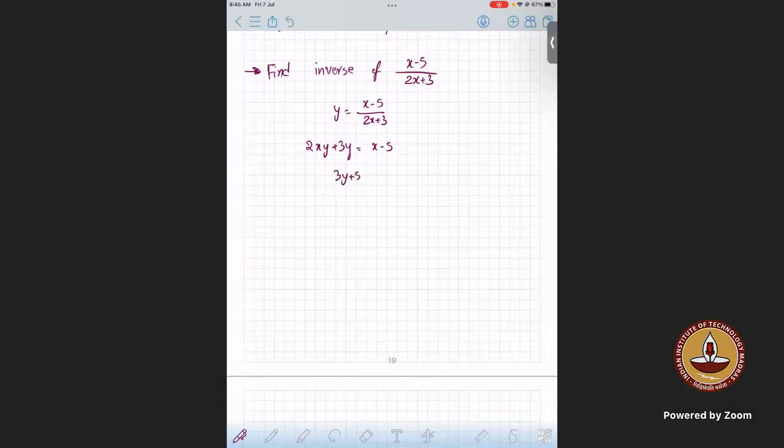3y plus 5 is equal to 2xy minus x. So (3y+5)/(2y-1) equals x.